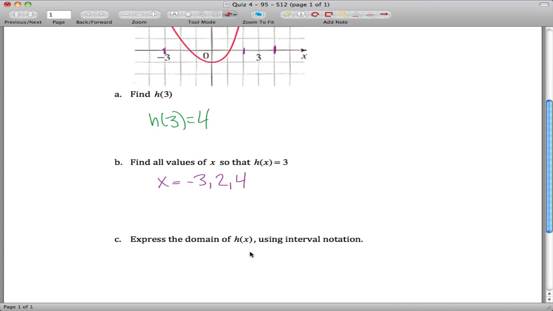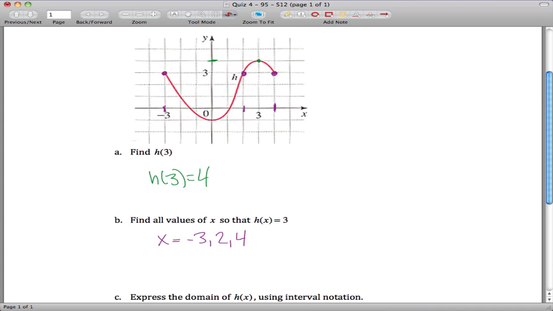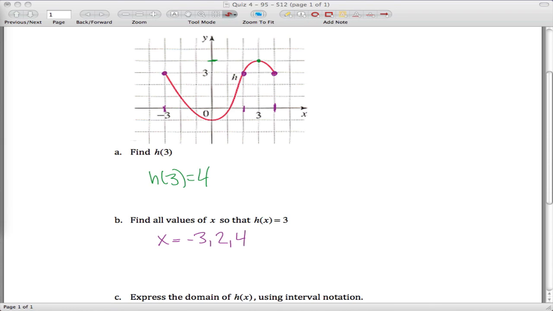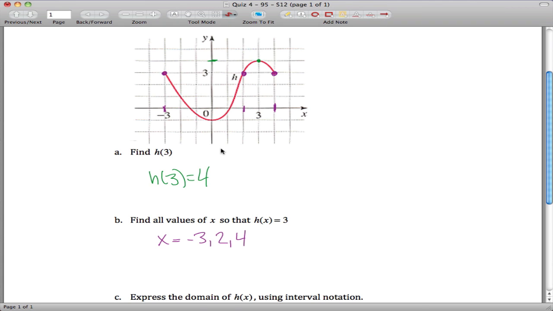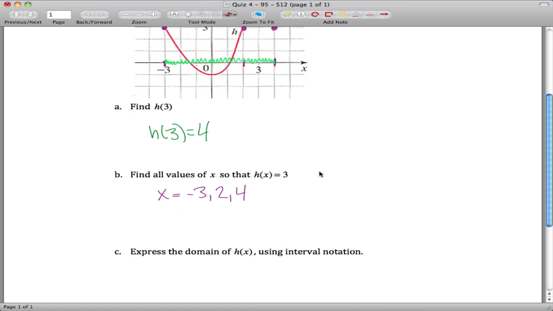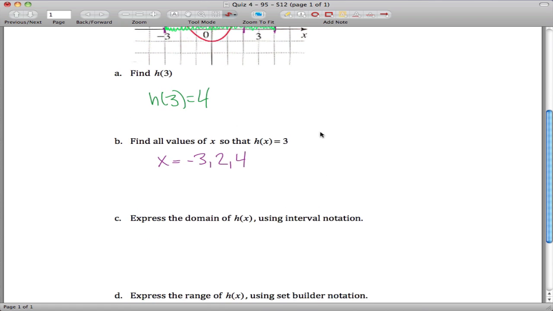Express the domain of h of x using interval notation. All right, so the domain, you can think of it as all the x values that you can put into this function and have something come out of it. In other words, all x values that have a height associated with them. So it's everything from -3 up to +4 here, right? Because the height at -3 is right here. You can think of it as the shadow down here onto the x-axis. All of these points have a height. So the domain is everything from -3 to +4.